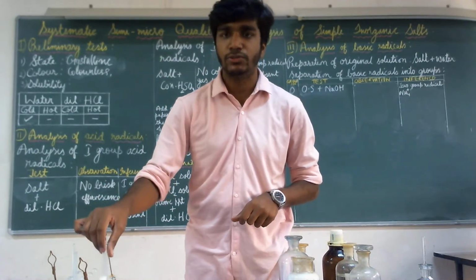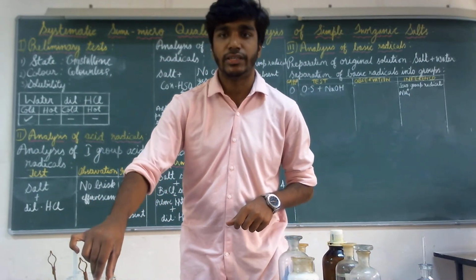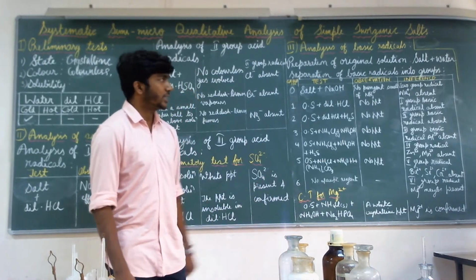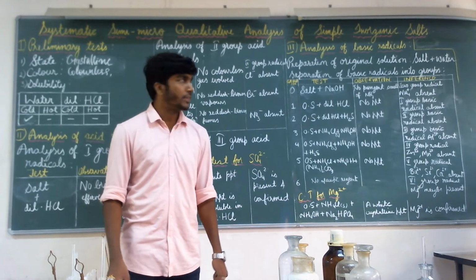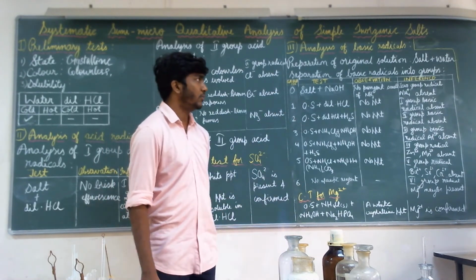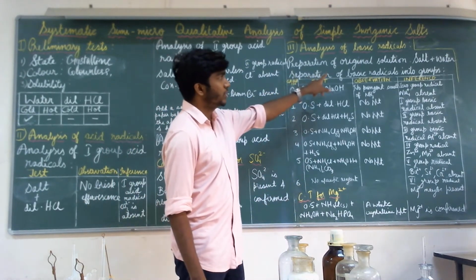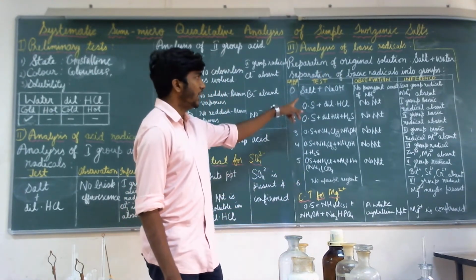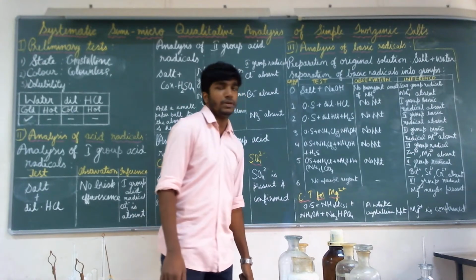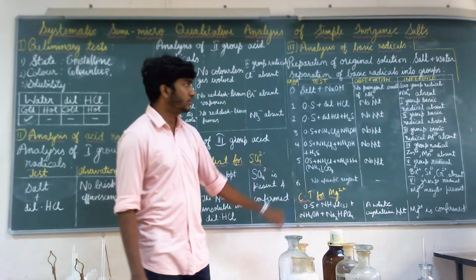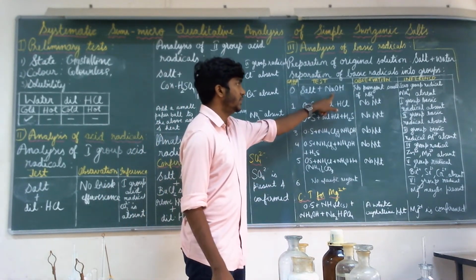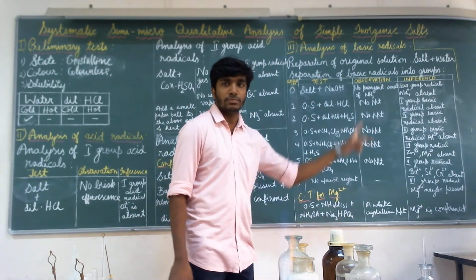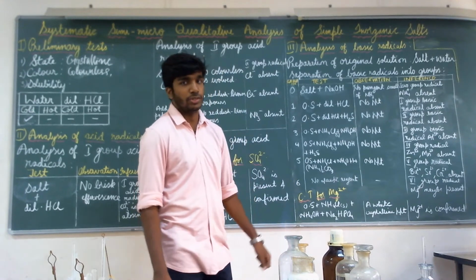Now I will be telling you how to write this in your answer sheet. So guys, I just finished writing whatever we just analyzed. We started with basic radicals. First we prepared the original solution: salt plus water. We dissolved salt in the solvent, which is water. After that, we started with the 0th group basic radical, which is ammonium. We added salt, and then we added sodium hydroxide. We did not get any pungent odor of ammonia, which means 0th group basic radical ammonium is absent.